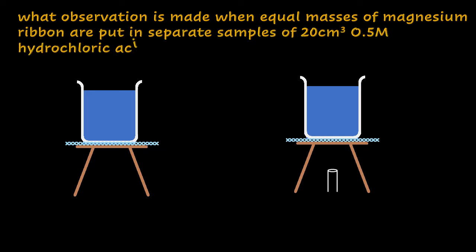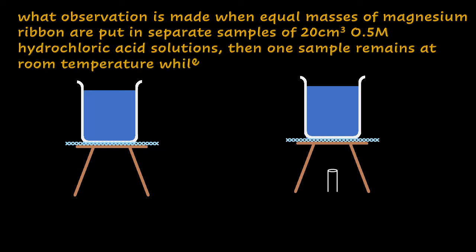I would like us to consider two experimental setups. One setup will be at room temperature. The other setup is going to be heated by a Bunsen burner flame. We are using acid of the same concentration in both setups, that is 20 cubic centimeters of 0.5 molar hydrochloric acid solution. We will then add the same mass of magnesium ribbon in both acid setups.